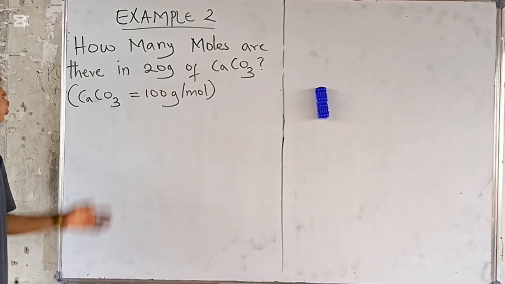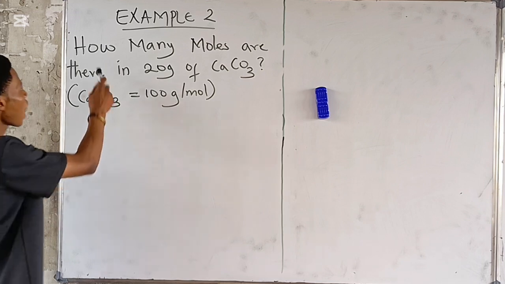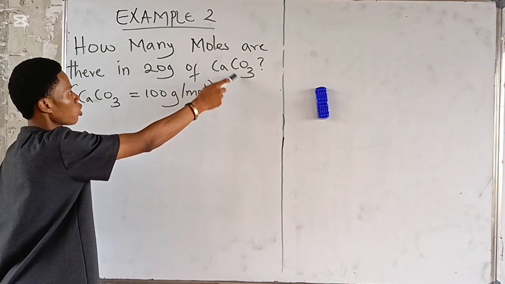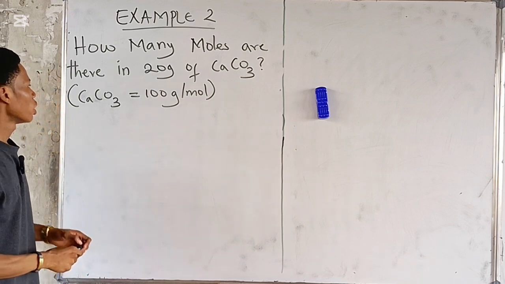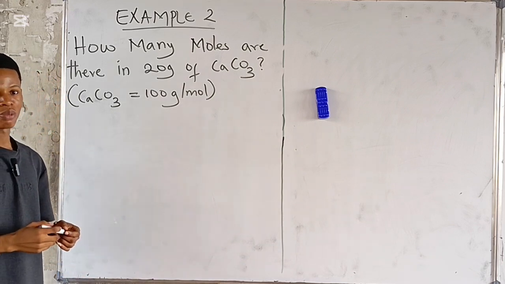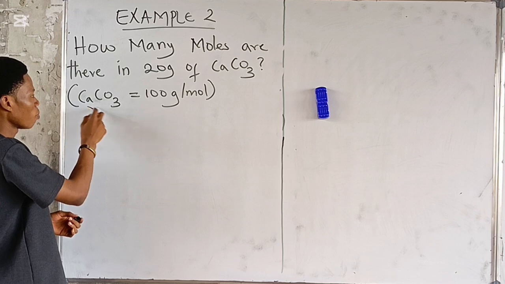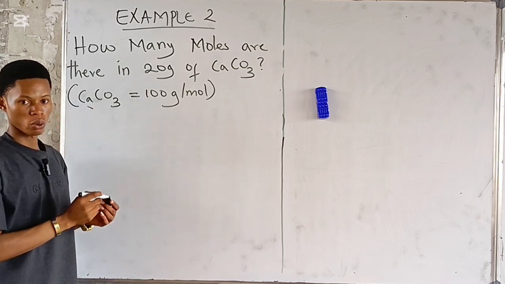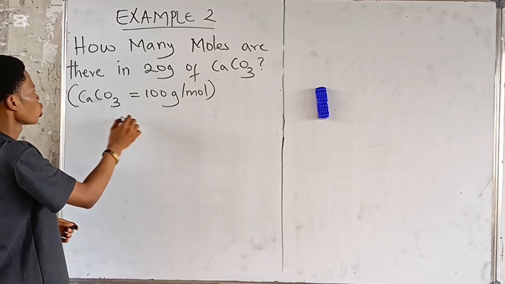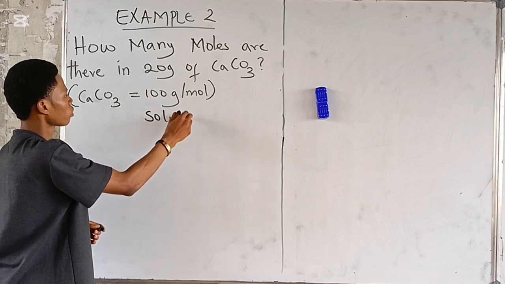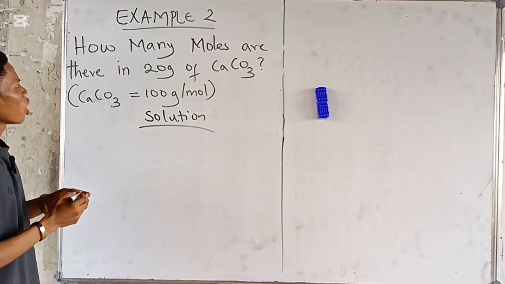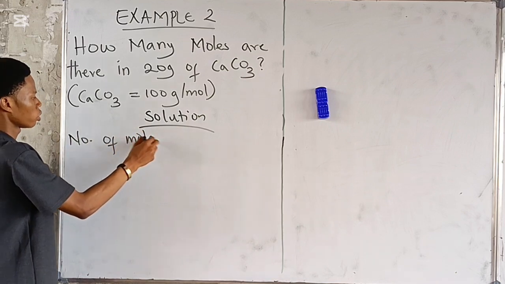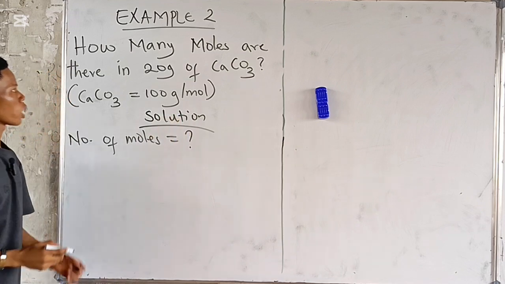Okay, let's look at example 2. Example 2 says, how many moles are there in 20 grams of calcium trioxocarbonate? And this question is relatively simple because we're already given the relative molecular mass of limestone, which is calcium trioxocarbonate, here, as 100 grams per mole. So that has been done for us. So we are asked to calculate the number of moles.